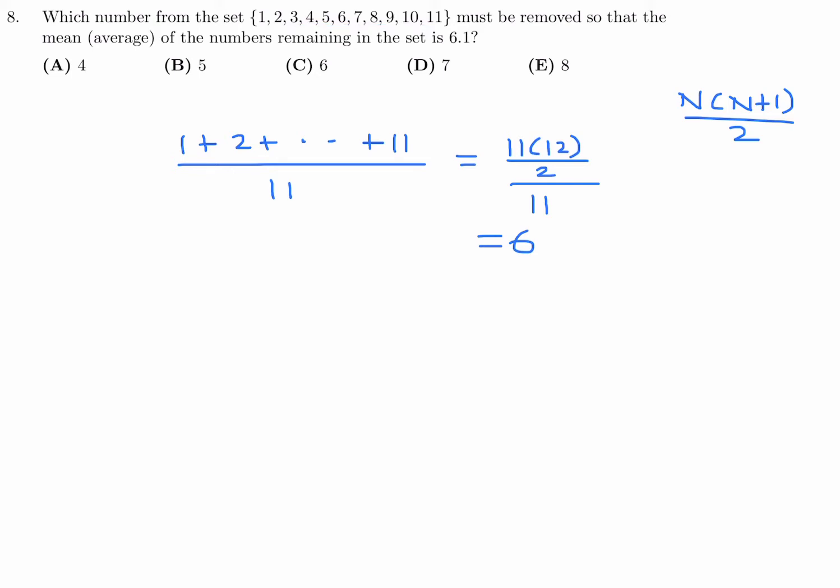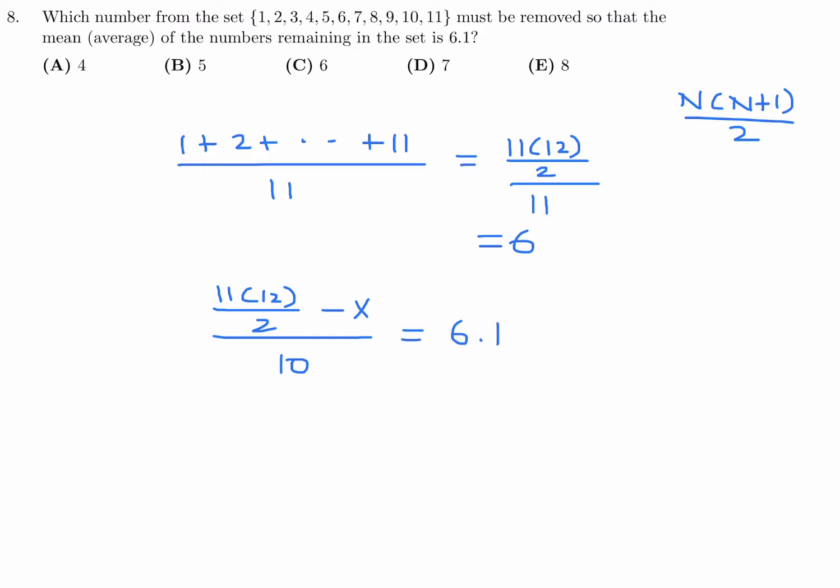What they're saying is that you have to take out one number, take the average of the remaining numbers, and that average will be 6.1. Okay, well, the total sum of 1 to 11 is 11 times 12 divided by 2. We're going to take out some number and then divide by 10, because it now will be only 10 numbers, since one of these 11 numbers is going to be taken out, and that average is 6.1.